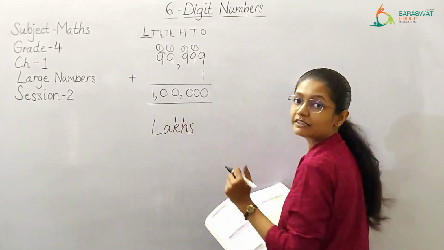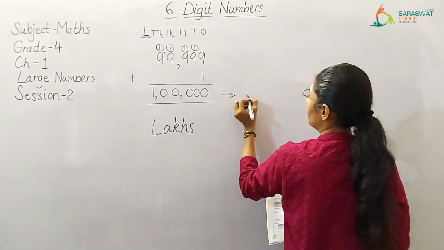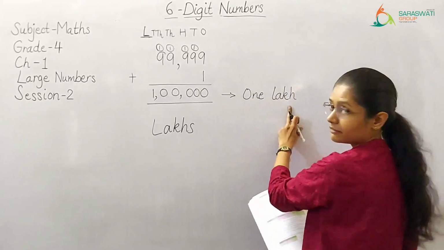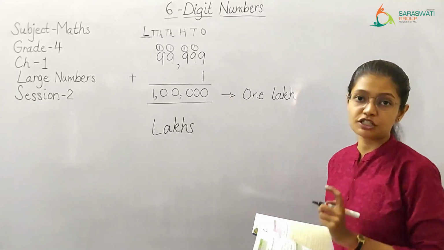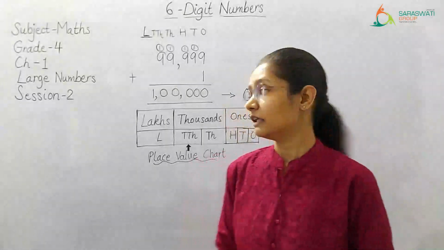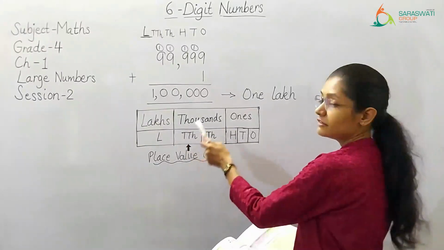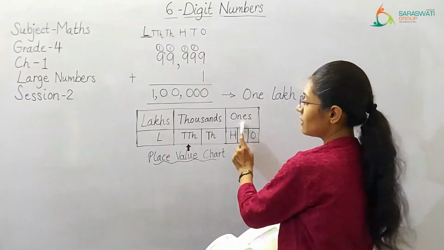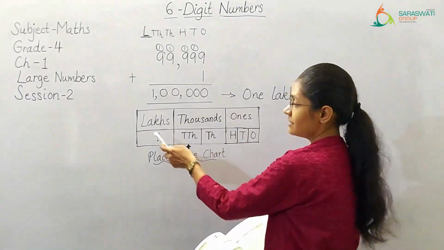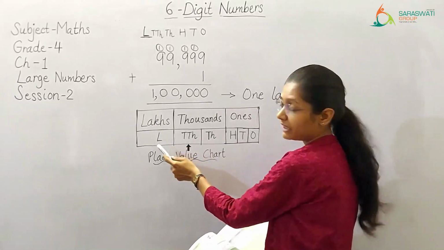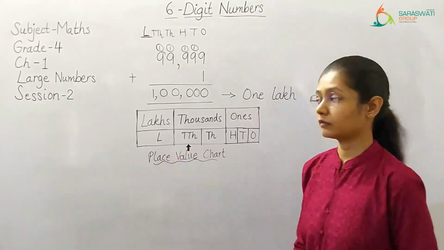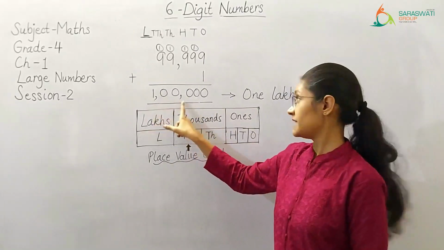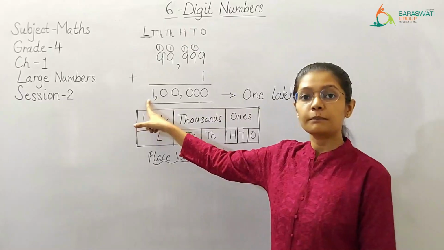And this number is read as 1 lakh, and this is the smallest 6-digit number. Now, this is the place value chart of a 6-digit number. So, this has another period, lakhs period, along with the ones and thousands periods. And lakhs period will have the 6th place, that is lakhs place. And the number 1 lakh will have 2 commas separating the ones, thousands and lakhs periods.